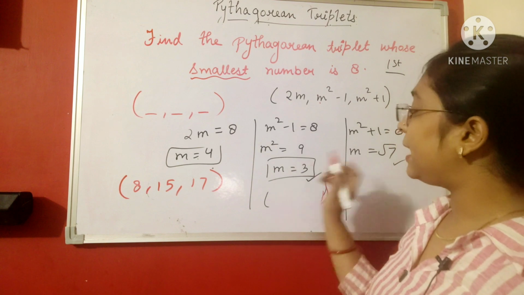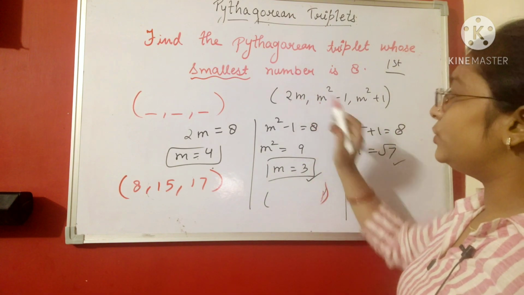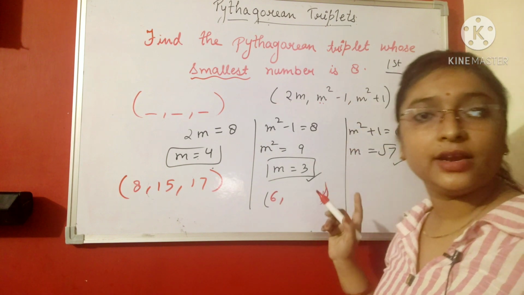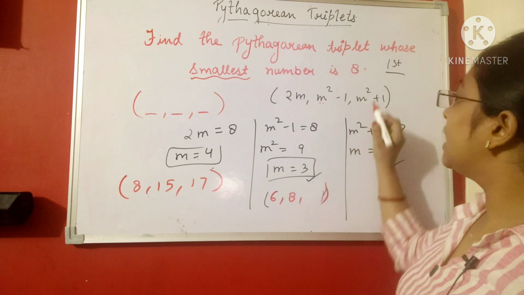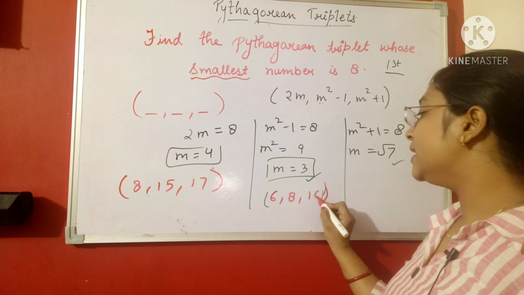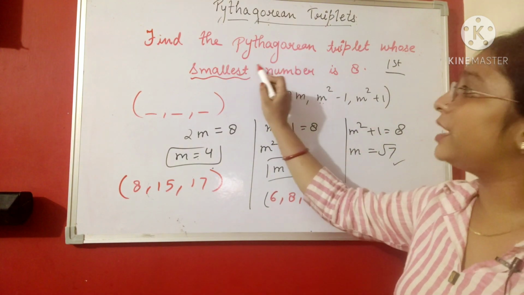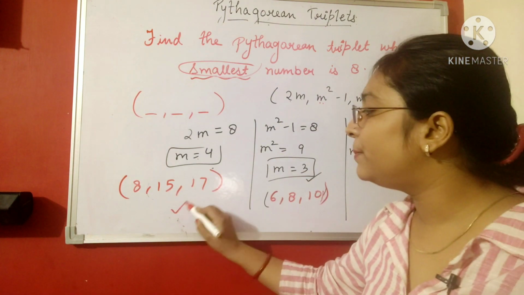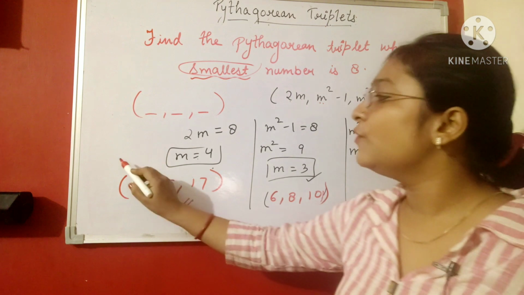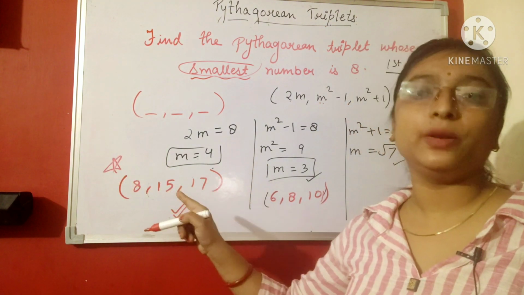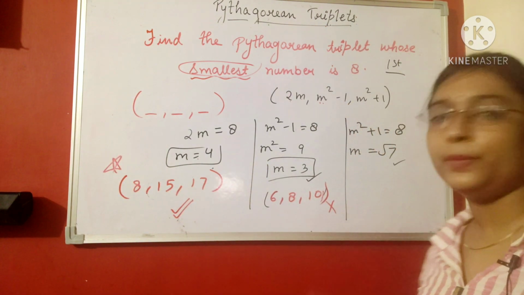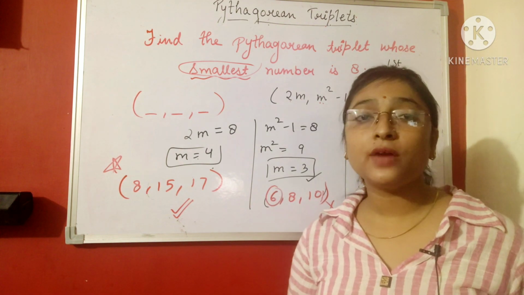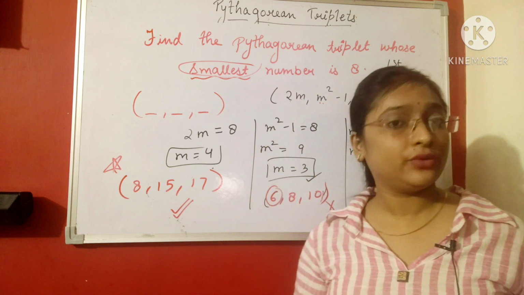And if we keep m equal to 3, then 2 into 3 will be 6. m square minus 1, that is 3 into 3, 9 minus 1 will be 8, and 9 plus 1 will be 10. The question said the smallest number should be 8 in the triplet, so we will prefer this triplet. That means for this particular question, this will be the answer, and this cannot be the answer because here the smaller number is 6. I hope you have understood these concepts of Pythagorean triplet.